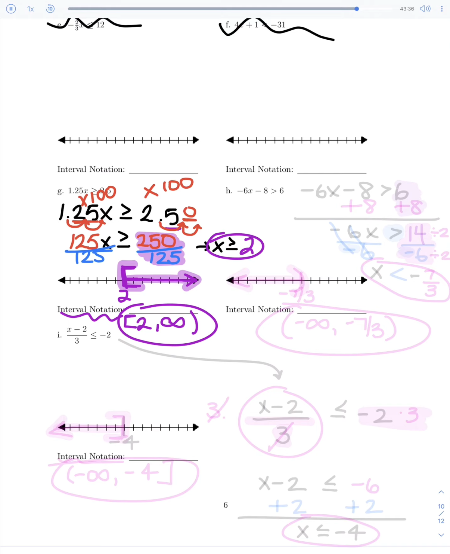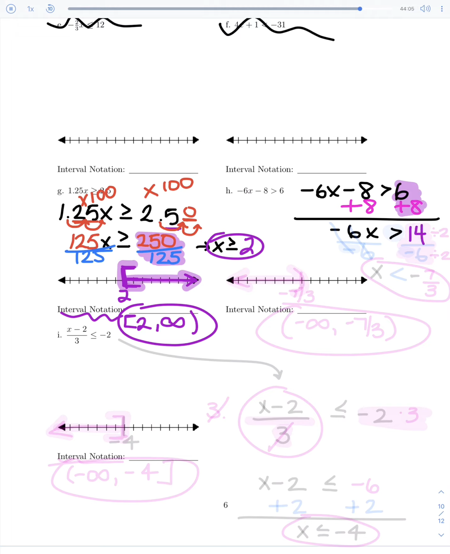Second to last one here, we've got negative 6x minus 8 is greater than 6. Well, the first thing that we'd want to do is, again, get x by itself, so we'll add 8 to both sides. That will get me negative 6x is greater than 6 plus 8, which will give me 14.